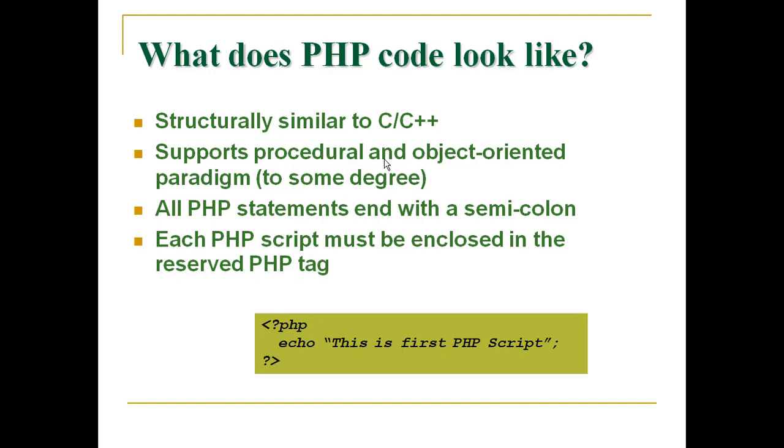What does PHP code look like? It is structurally similar to C and C++. PHP code is basically 80% similar to C++ and C. It supports procedural and object-oriented programming. All PHP statements end with a semicolon. Each PHP script must be enclosed in the reserved PHP tags.